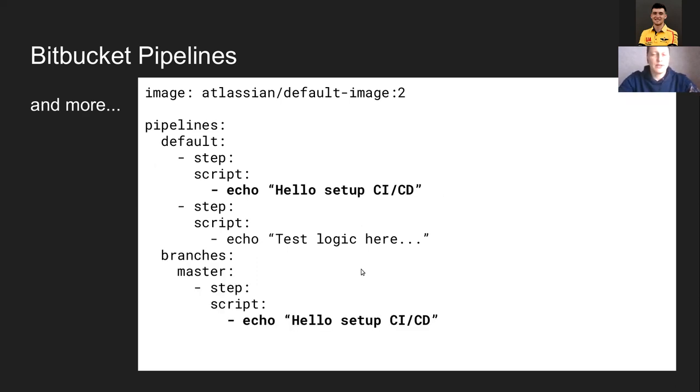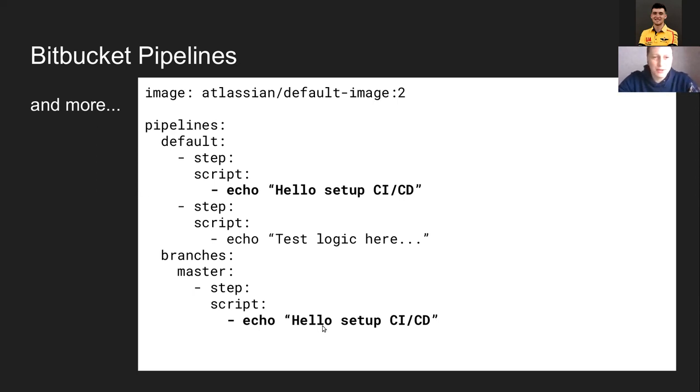Let's add some more features. We can add a branches section, and each push to your repository will trigger the default step. But when a push relates to master, Bitbucket Pipelines will trigger this part of your pipelines. But as we can see, we use the same logic, like setup logic, for any push into the repository, but also we want the same logic for the master branch.